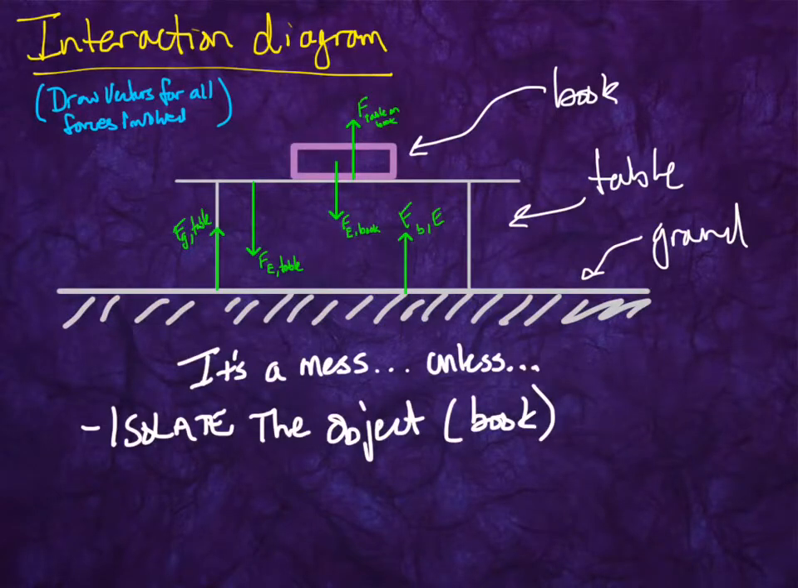Okay, it's a mess, and we could keep going. There's still a few more. I didn't draw them all. But we could keep going, and it's ugly. So what do we do when we're analyzing our forces? Okay, we need to isolate the object that we are talking about, and in this case, we're going to isolate the book.